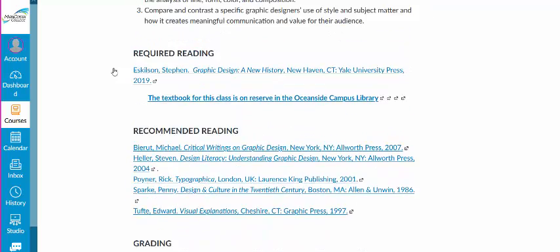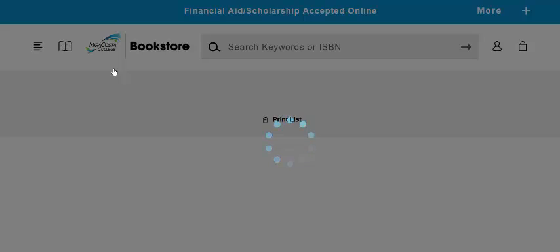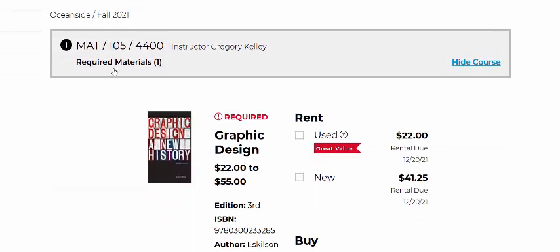The required reading for this class is Graphic Design, A New History by Stephen Eskelsen. You can get this through the MiraCosta College bookstore. You can rent it at a great value. If you choose to buy it elsewhere, be sure that you're buying the 3rd edition.